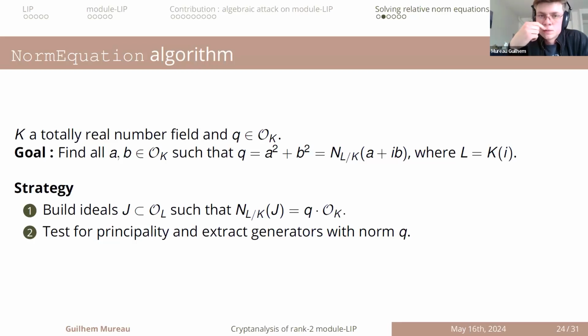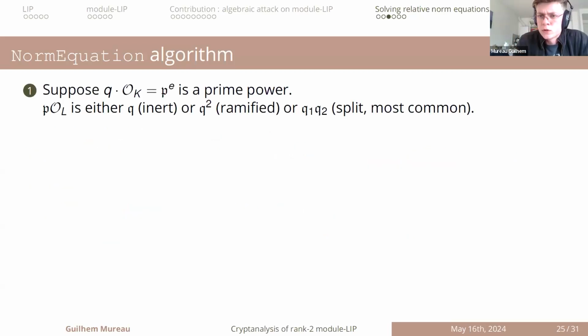Actually, it is quite difficult to check if an ideal is principal, but we are in a particular case where we can apply an algorithm by Gentry and Szydlo, which is polynomial time, and will do at the same time checking for principality and computing a generator with the good norm. This is really what makes the attack efficient. So for the first step, for computing the ideals above with the good norm, it is as follows.